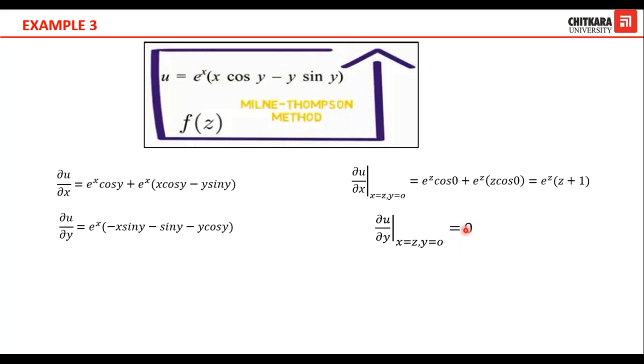Okay, so I think you have all got 0 here. Now, what is my next step? The next step is to calculate the value of f dash z. So just recall what was f dash z. F dash z was ∂u/∂x minus i ∂u/∂y. So I will just plug in these two values in this expression.